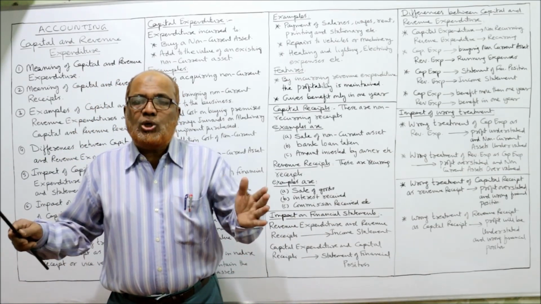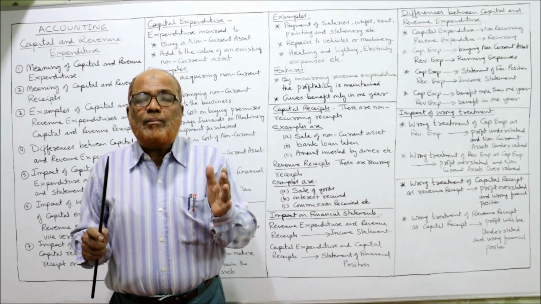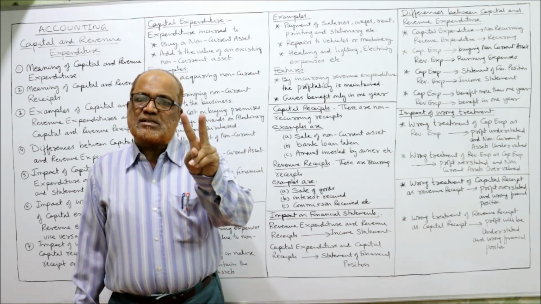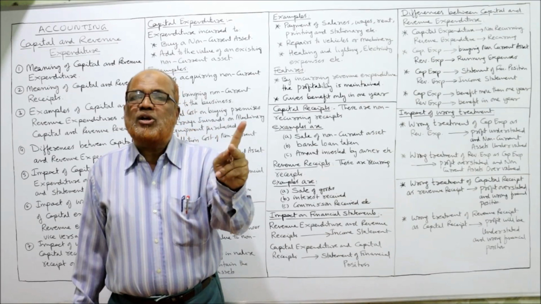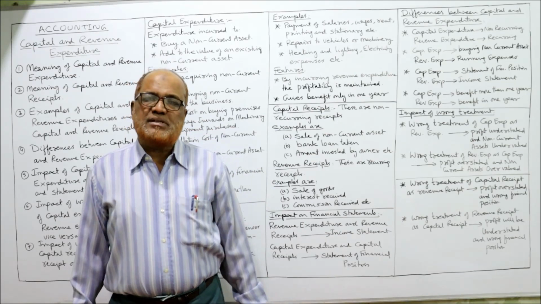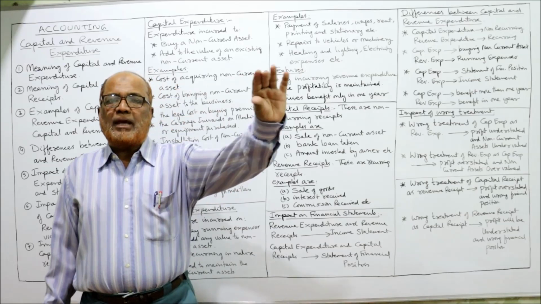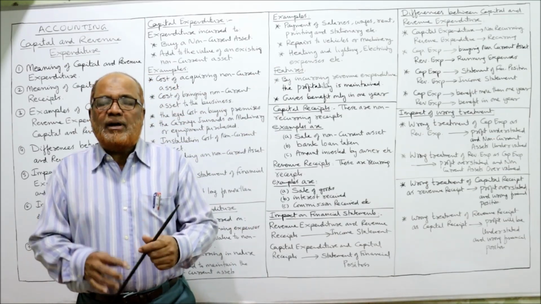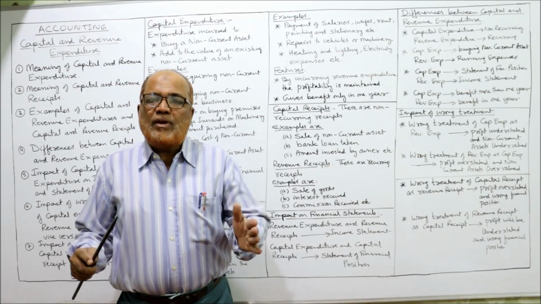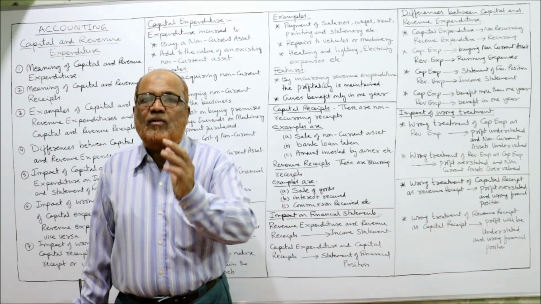Now, impact on financial statements. Why do we have to distinguish between capital and revenue? It is very much necessary to prepare the financial statements. Two financial statements are there: income statement and statement of financial position. Income statement will give the profit of the business. Profit earned during the year, during the period, can be known by preparing the income statement. Assets and liabilities can be known by preparing the statement of financial position. Every business will make a statement of financial position and income statement at the end of the year.